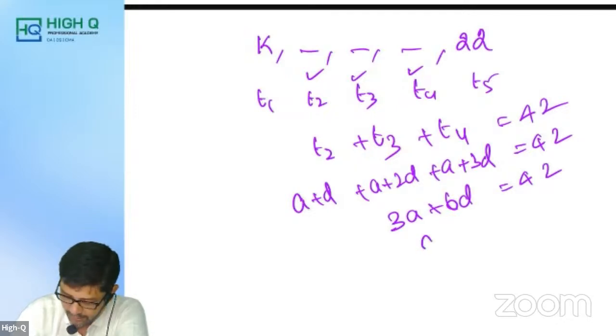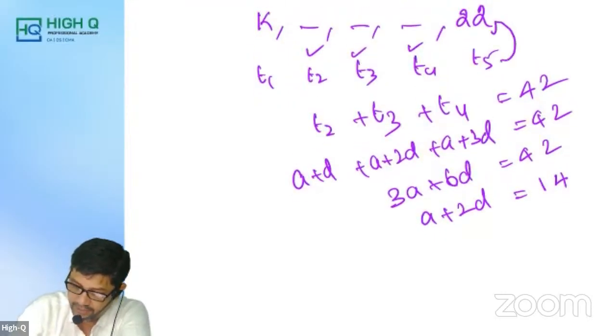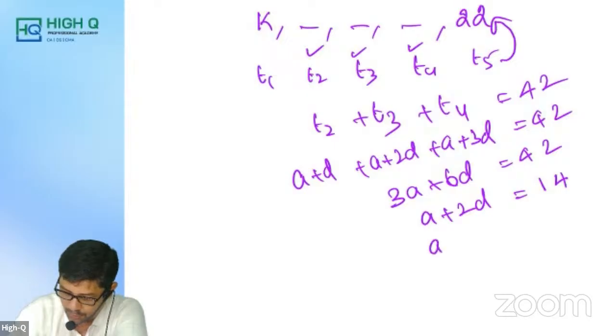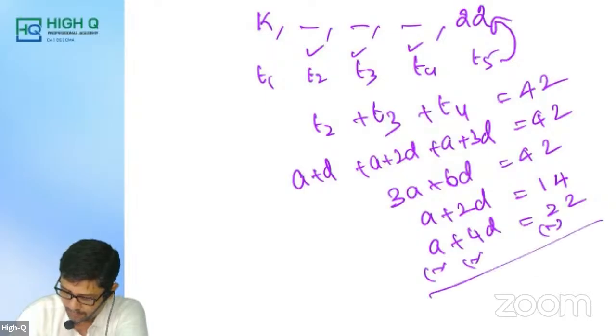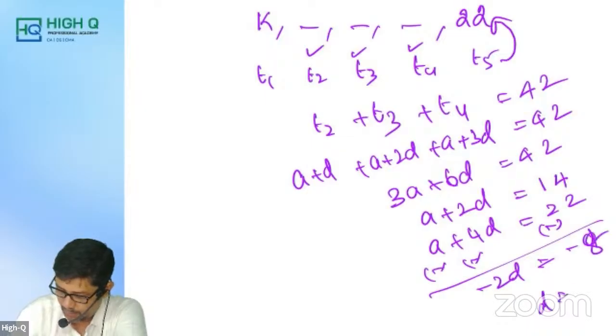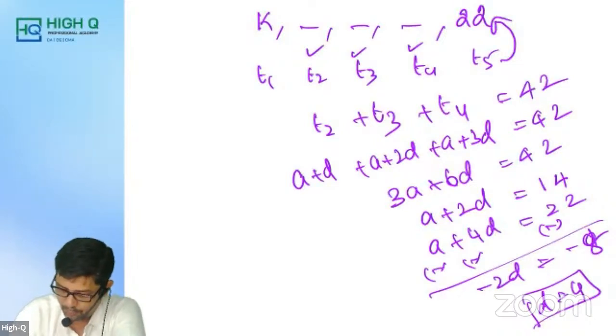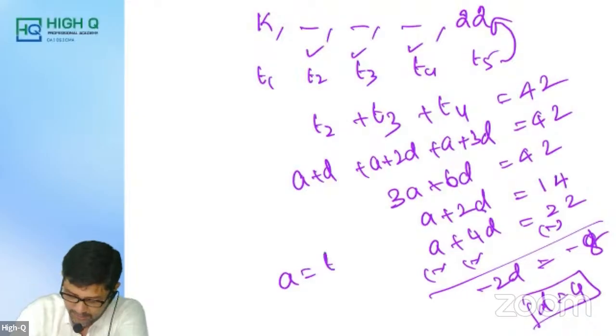3 is common everywhere. A plus 2D is equal to what? 14. And T5 is equal to 22. Am I right, my dear? So from this, what you come to know? A plus 4D is equal to 22. So minus 2D is equal to what? Minus 8. So D is equal to 4. If D is equal to 4, what is A equal to? D is equal to 4 means 4 2s are 8. If it goes to that side, 6. A is equal to 6.